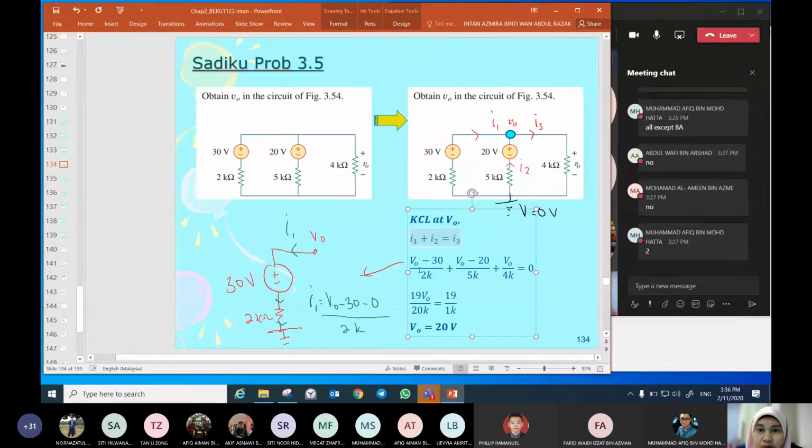So I1 is equal to 30 minus V0 divided by 2k, plus I2 is equal to 20 minus V0, and then equal to I3. I3 is equal to V0 divided by 4k. Then please rearrange. Make sure you get the same answer.